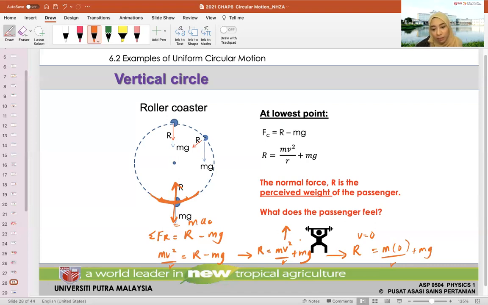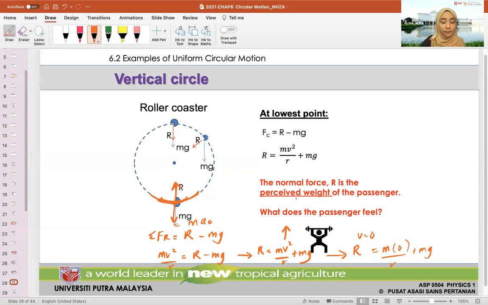Your mg tambah dengan benda yang dah besar ni, you would feel like sakit perut. Rasa macam ada orang tekan-tekan. Macam, you know that feeling in your stomach when you go really fast down a slope. So this is why, because mv squared over r plus mg plus your weight. Kalau rasa weight je tak apa, rasa normal je. Tapi bila lebih daripada weight, kita akan rasa macam kena tekan ataupun sakit perut tu lah. Okay, so that is your vertical circle.